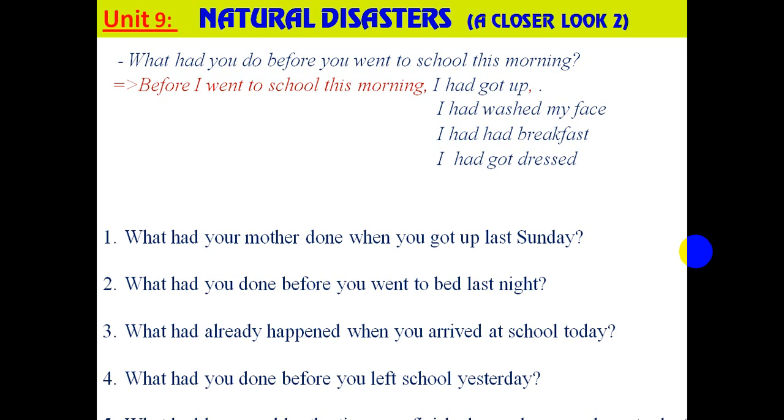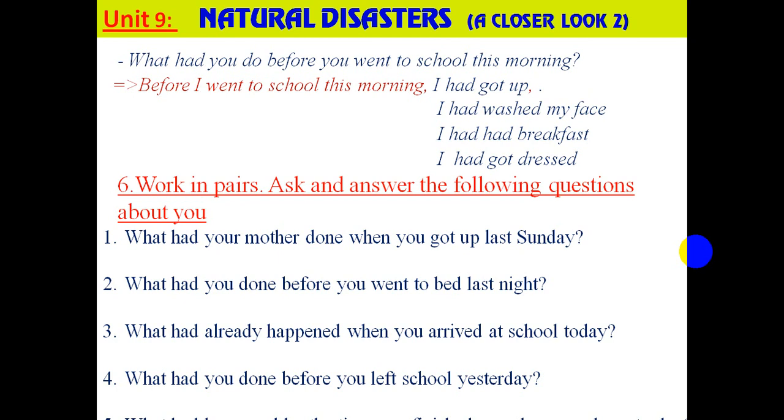Now, question 1. What had your mother done when you got up last Sunday? What had you done before you went to bed last night? What had already happened when you arrived at school today? What had you done before you left school yesterday? And what had happened to your homework yesterday? Okay, I think they are very easy for us to answer. You can do it yourself, in your textbook. Read pairs. Ask and answer the following questions about you. Do it yourself.